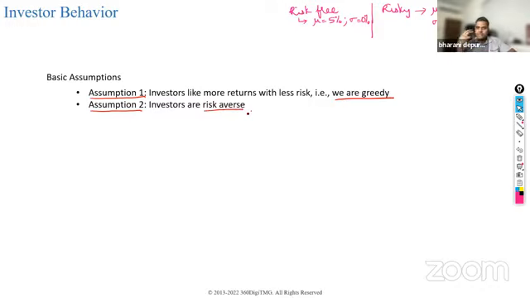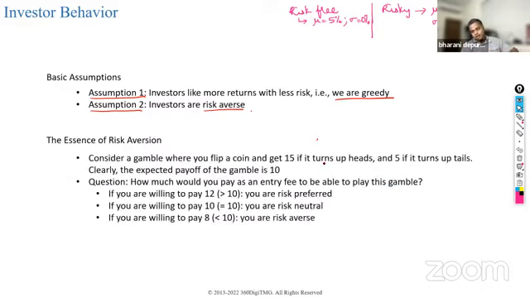And also investors are greedy. That means for less risk, they want more return. For less risk, they want more return on investment. And what is the essence of risk aversion? Okay, we have already spoken about this. There is a factor called the risk aversion factor, which is usually denoted using A. I explained about the risk attitude and all that, right? This is similar to that.